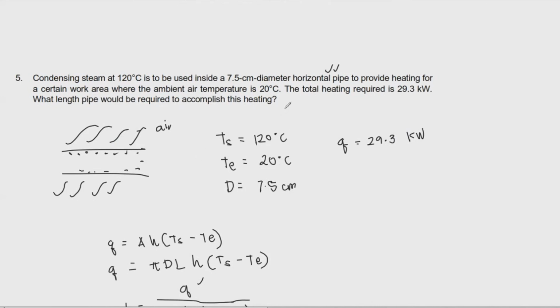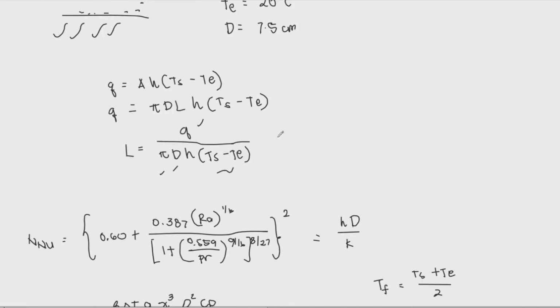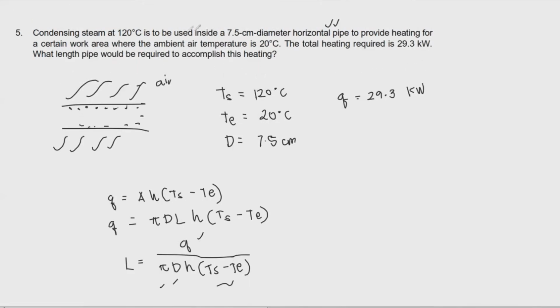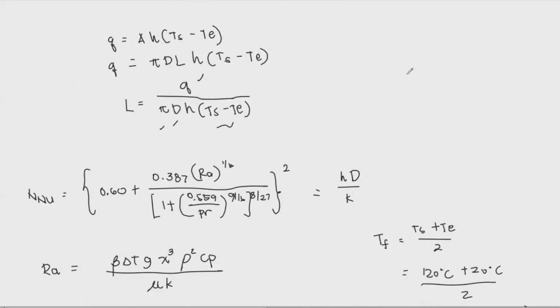This is the length that is required to generate that amount of heat in the problem. It says here that the total heating required is 29.3 kilowatts, and then the length of the pipe. So to accomplish this kind of heating, you need a length of something like 173 meters, and that's quite a long pipe. But of course, it is understandable since we're condensing some steam. The steam is inside the pipe, so you need a very long pipe just to give you that total required heating. And 29.3 kilowatts is actually a large value.